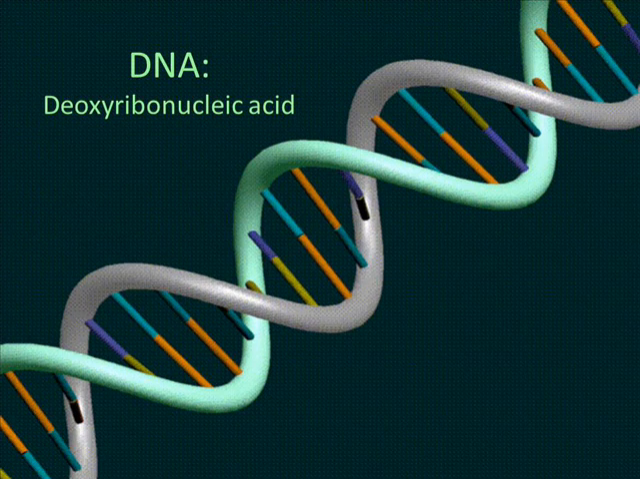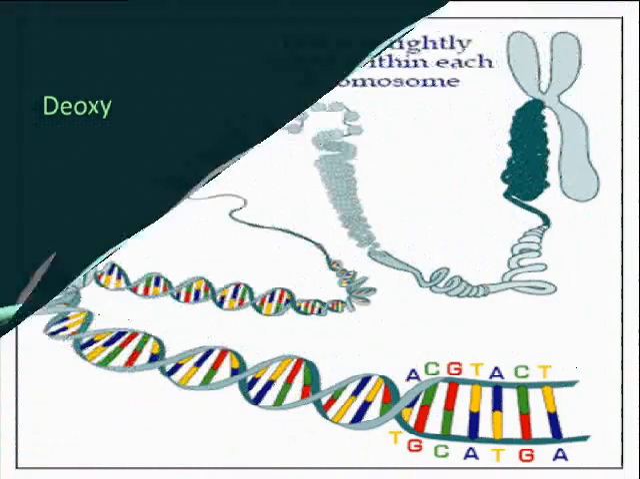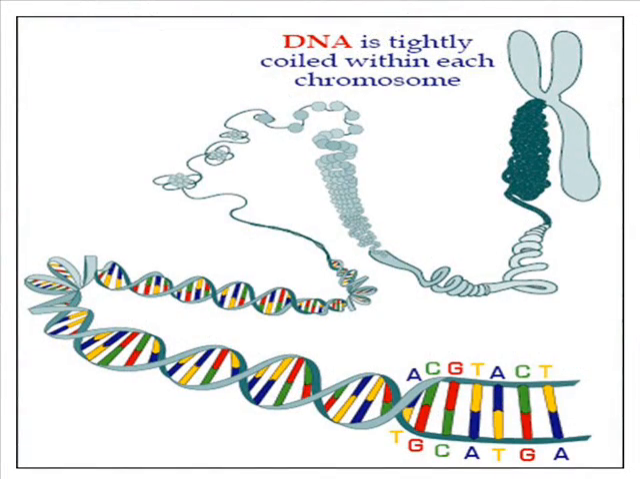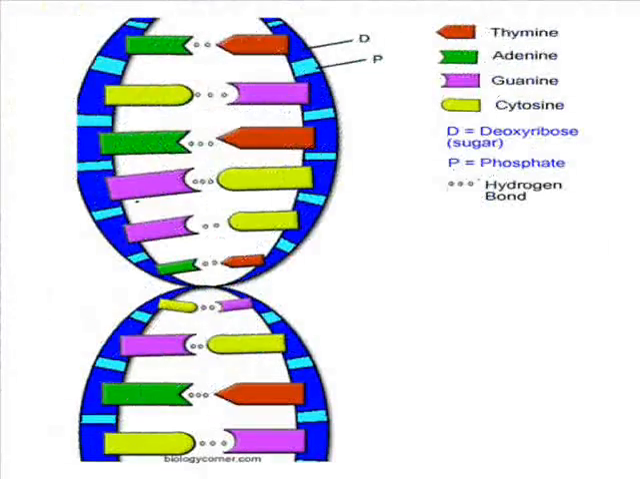DNA encodes a detailed set of plans, like a blueprint for building different parts of the cell. Our DNA is packaged into compact units called chromosomes. The DNA molecule comes in the form of a twisted ladder shape called a double helix.